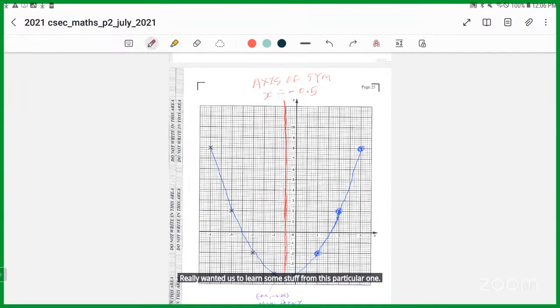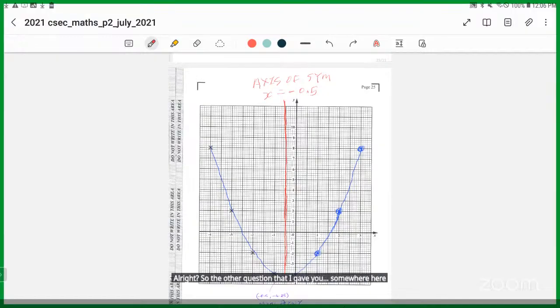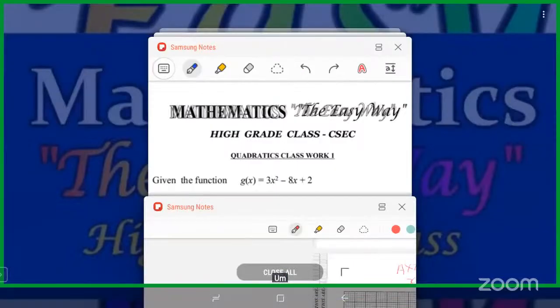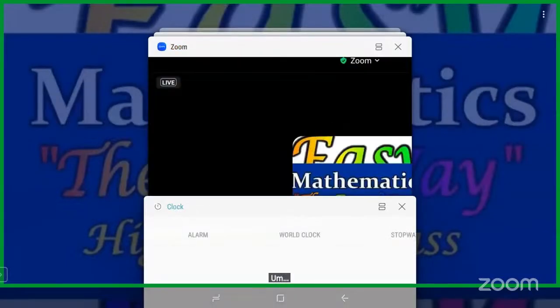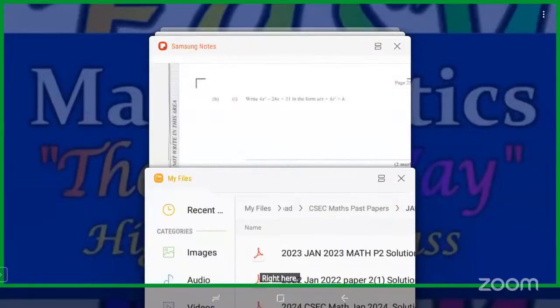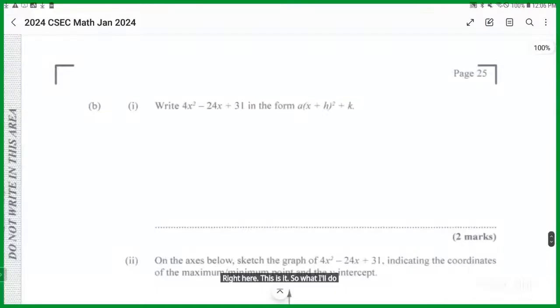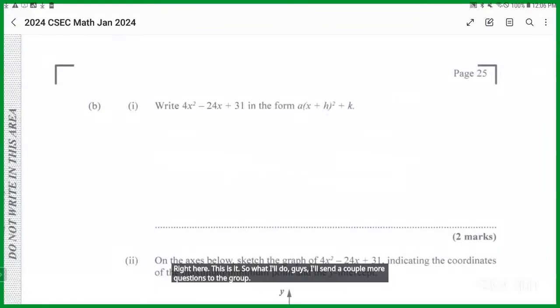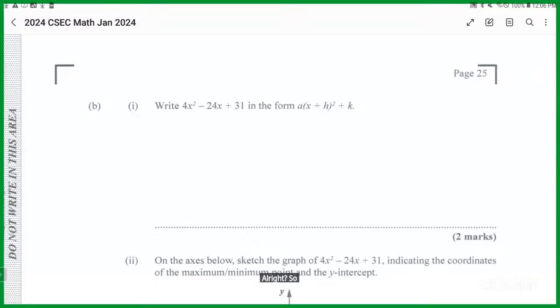Alright? So the other question that I gave you, somewhere here. Where is it? Right here. This is it. So what I do, guys, I send a couple more questions to the group today. I will keep practicing. We're moving on to something different tomorrow. So I want to just keep practicing. This one is a straightforward one, guys, similar to the one that we did.